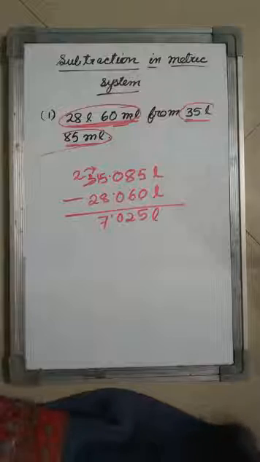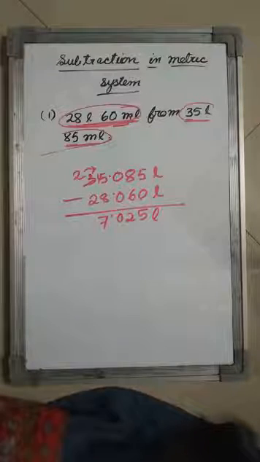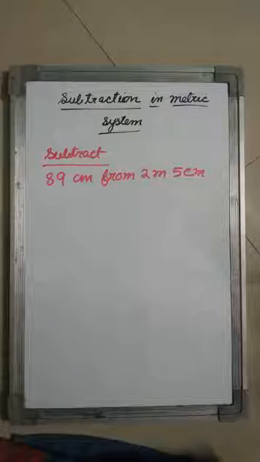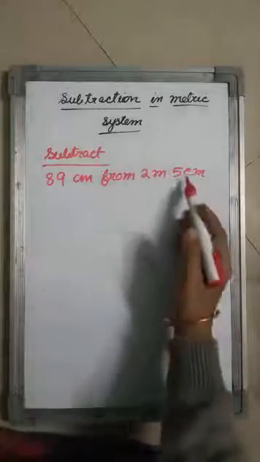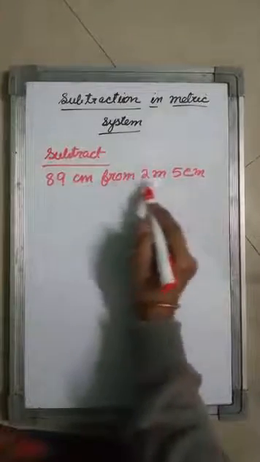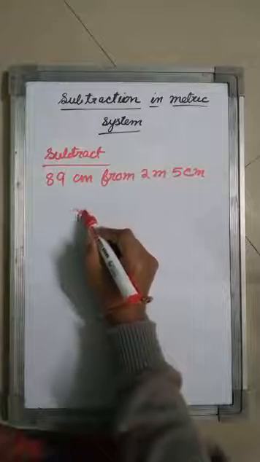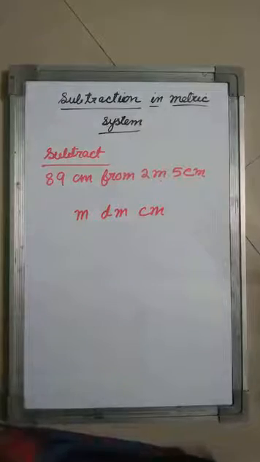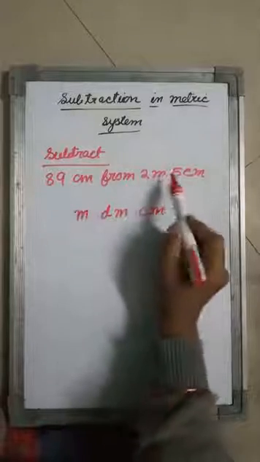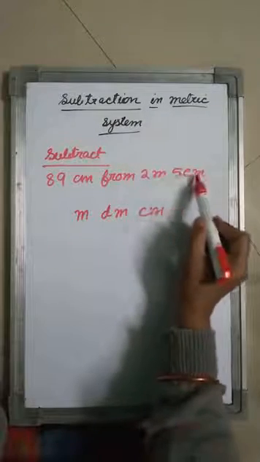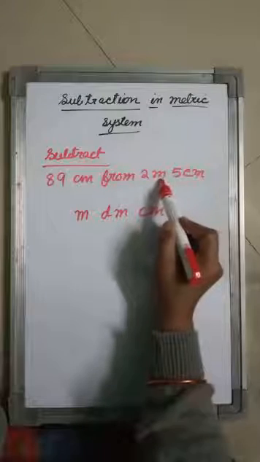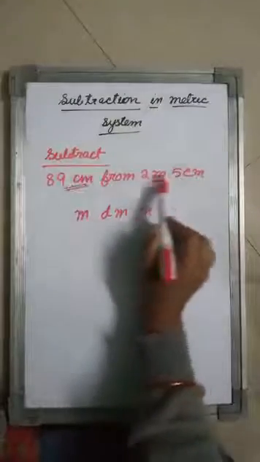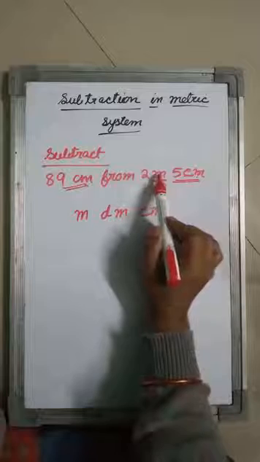For your better understanding, I am going to do one more subtraction for you. The next question is, subtract 89 centimeter from 2 meter 5 centimeter. So our scale is meter to centimeter. So I am writing the scale: meter, decimeter and centimeter. So what do we have to do? We have to convert to the bigger unit. The smaller unit, I have to convert to the bigger unit. The bigger unit is meter here.